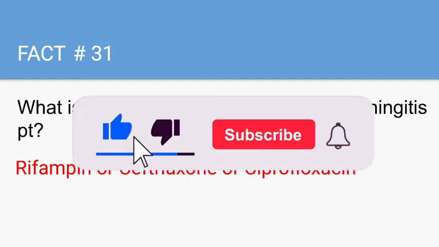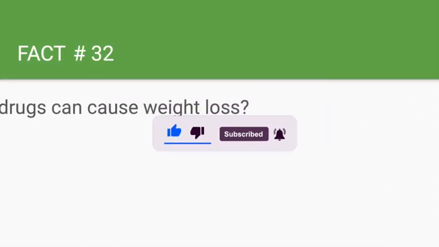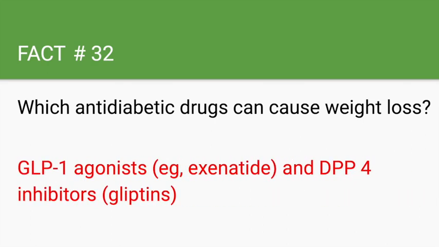Which antidiabetic drugs can cause weight loss? GLP-1 agonists such as exenatide and DPP-4 inhibitors such as the gliptins. What is the treatment of choice for a UTI in a pregnant patient?